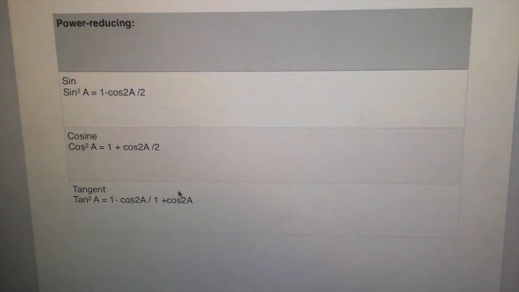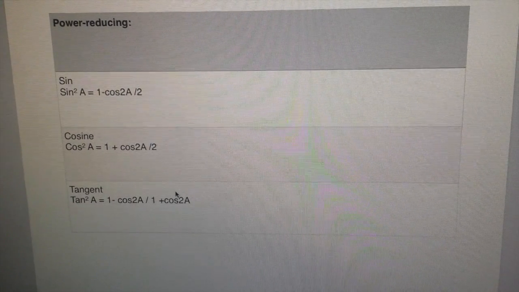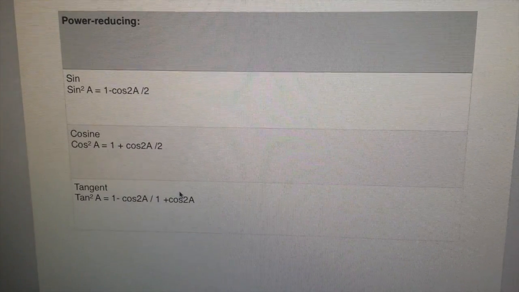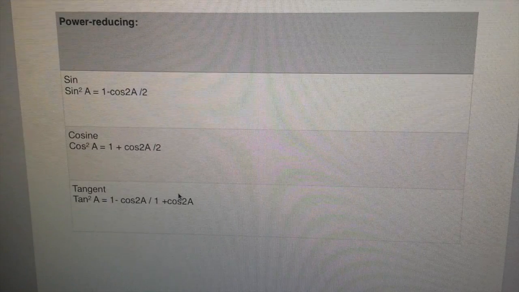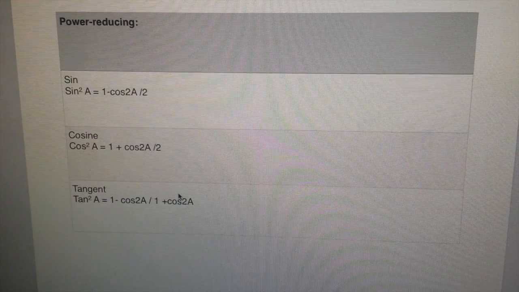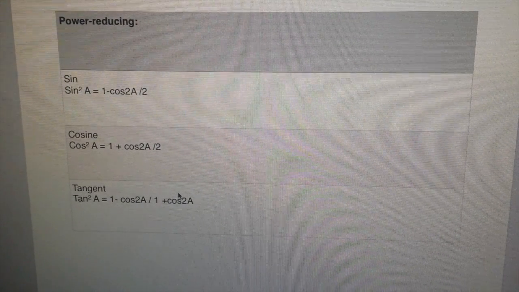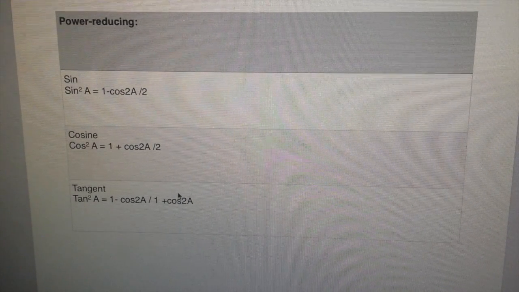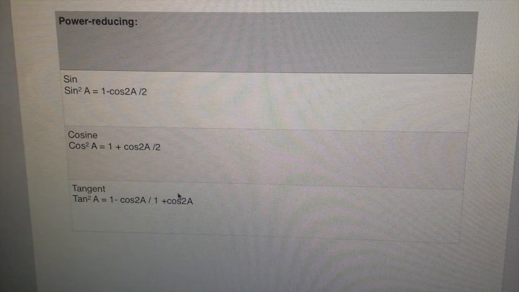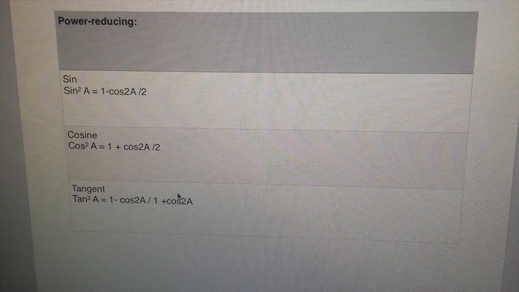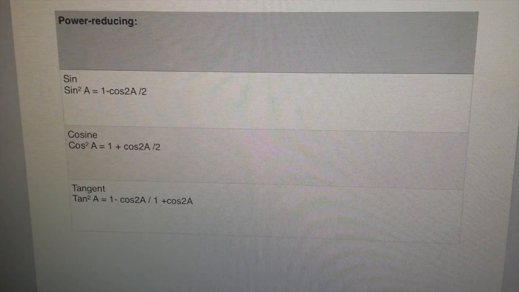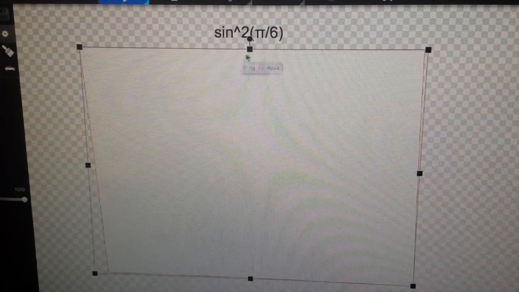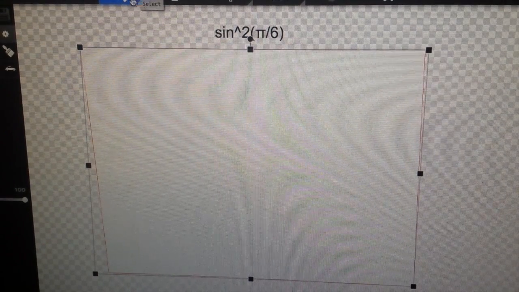Next, I will cover the power reduction formulas, which, as you can see, are used when you're asked to take, say, the sine squared of something, or cosine squared or tangent squared. Normally you wouldn't be able to do that, but using these formulas you can. The practice problem I have is sine squared of pi over 6.